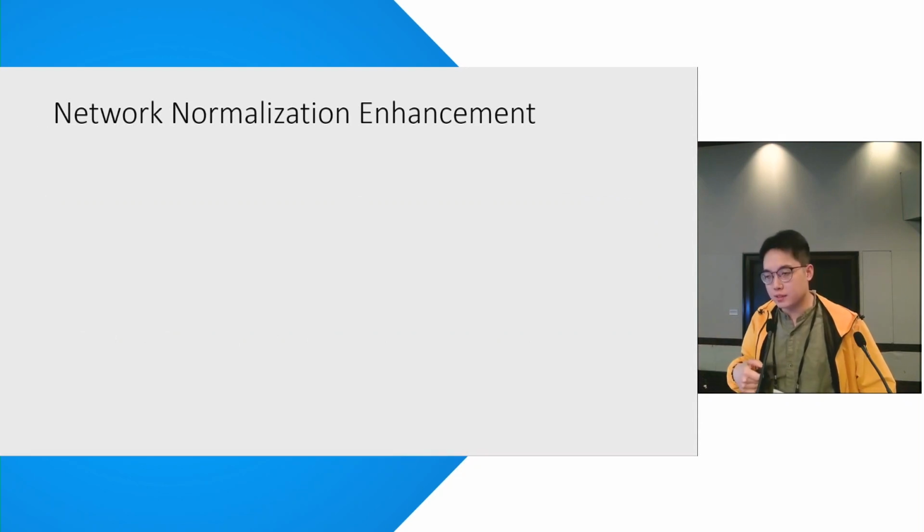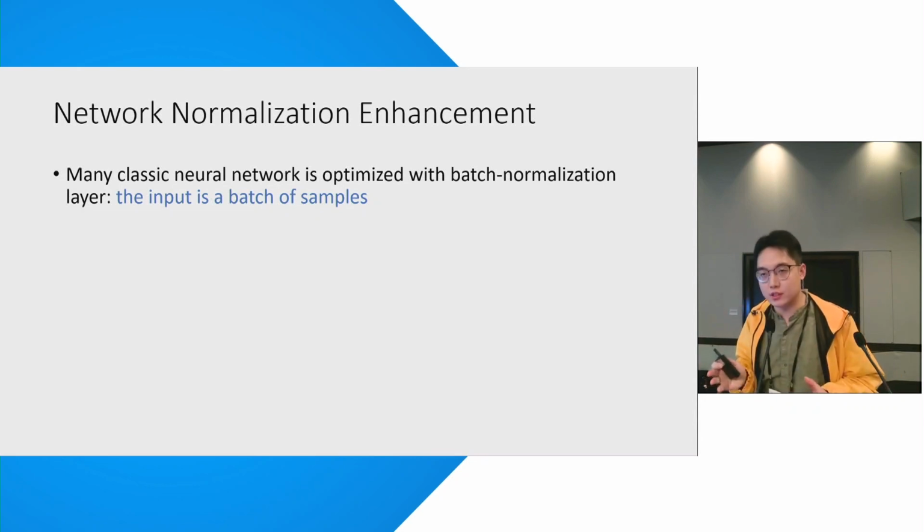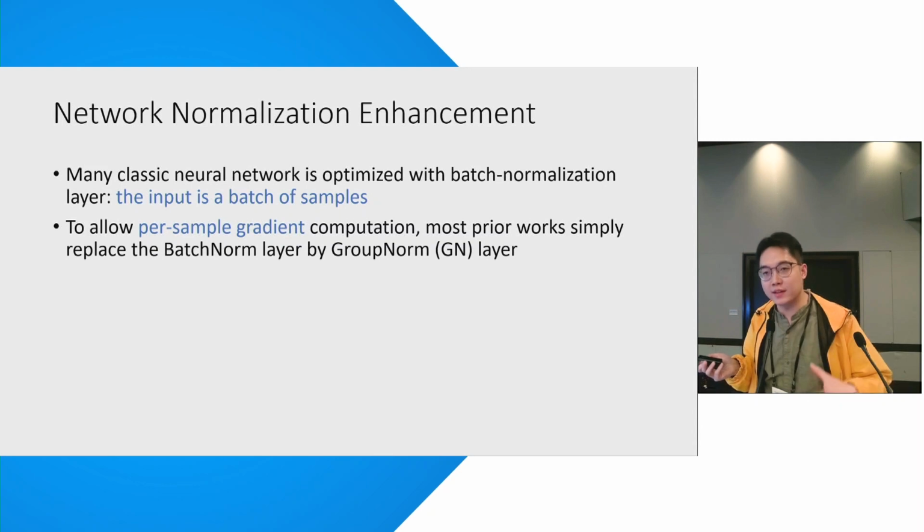The second issue I want to mention is that when we borrow classic networks into the private learning setup, usually we need to make some modifications to those networks. One example is the batch norm layer. The batch norm layer is a very important layer in, for example, a ResNet or a generative network. But the problem with the batch norm layer is that your input must be a batch of samples. But here we want to enable per-sample gradient computation. So most private works replace batch norm with group norm.